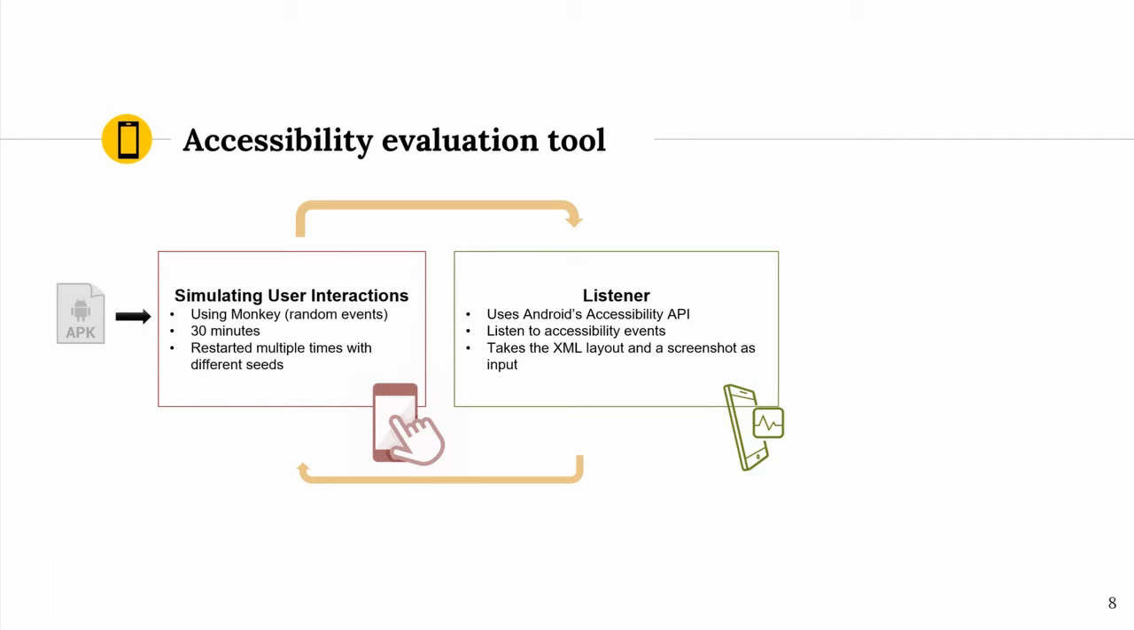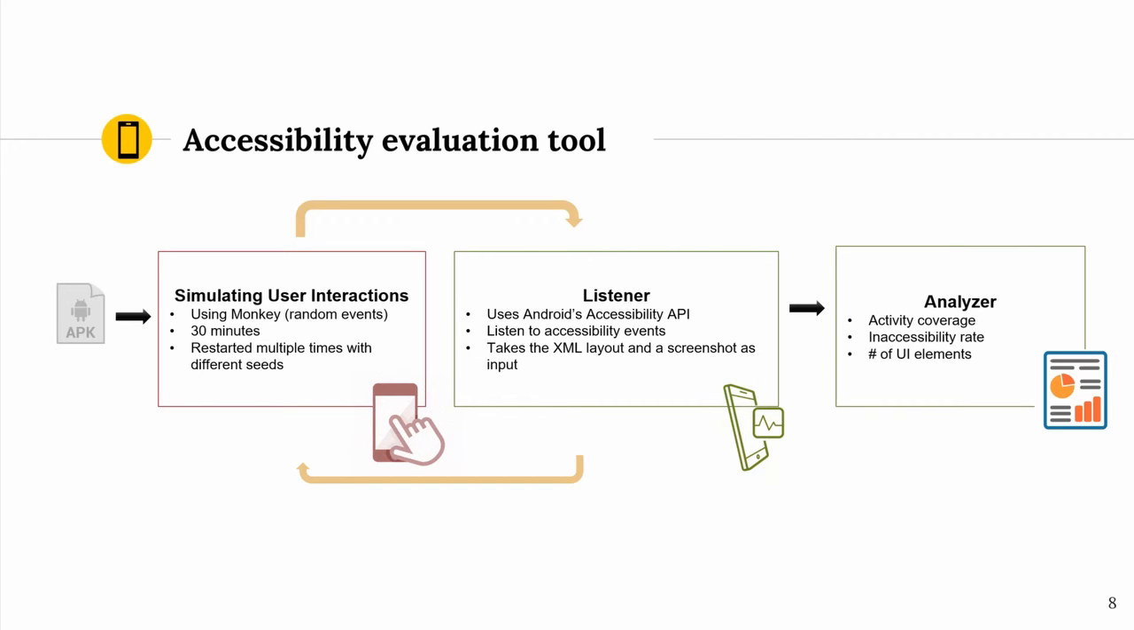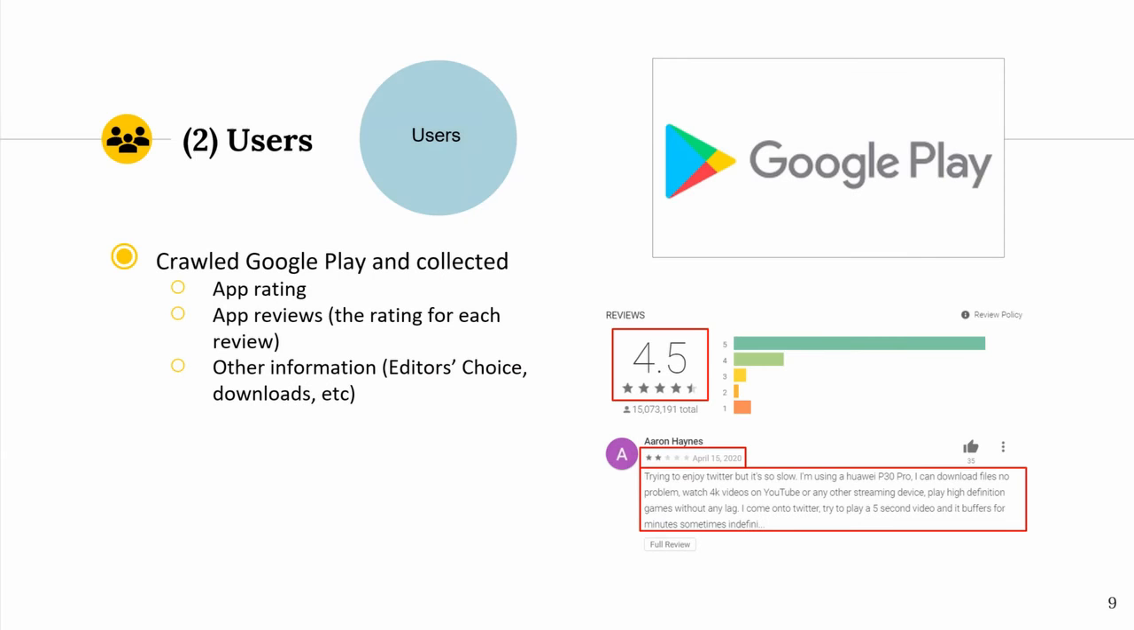Next, we have the listener. So the listener is a service-only app that is running on the background to monitor everything that is happening on the screen. And every time a button is clicked or screen is opened, it retrieves all the UI elements that are visible to the user, and then it performs the accessibility checks on all these elements. Lastly, we have the analyzer. So for each app, we collect the package name, activity name, and other information. And the main thing here is that we calculate the inaccessibility rate for each app.